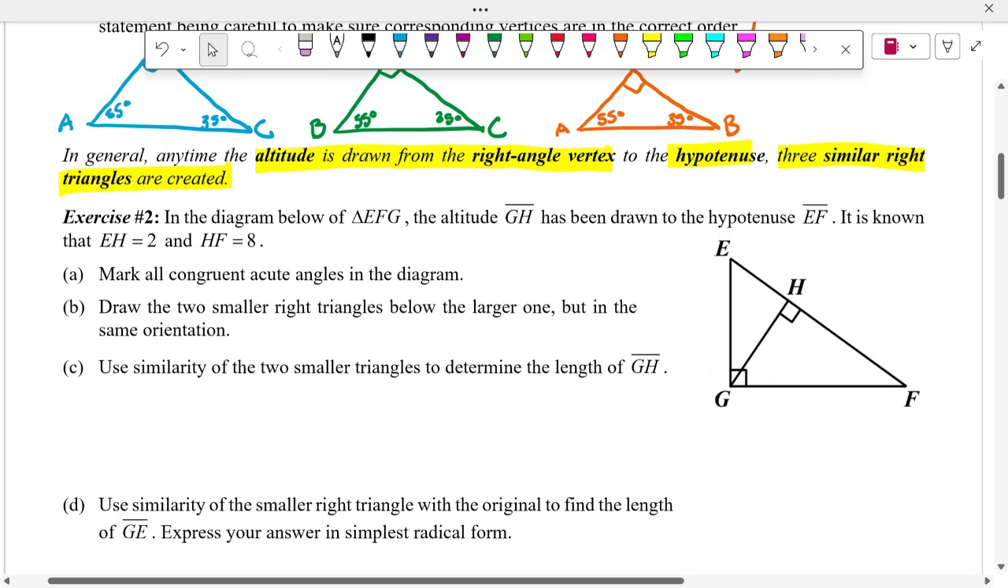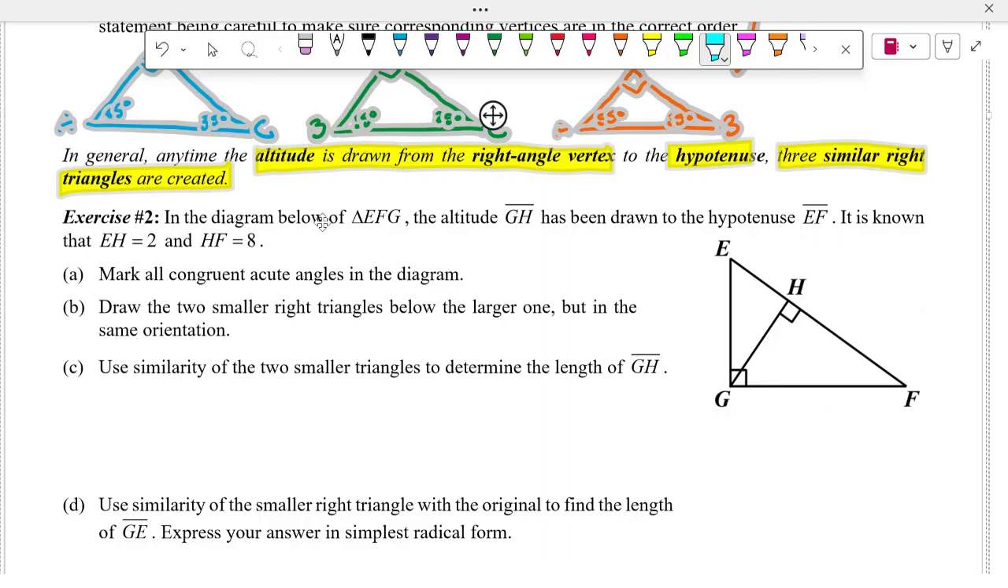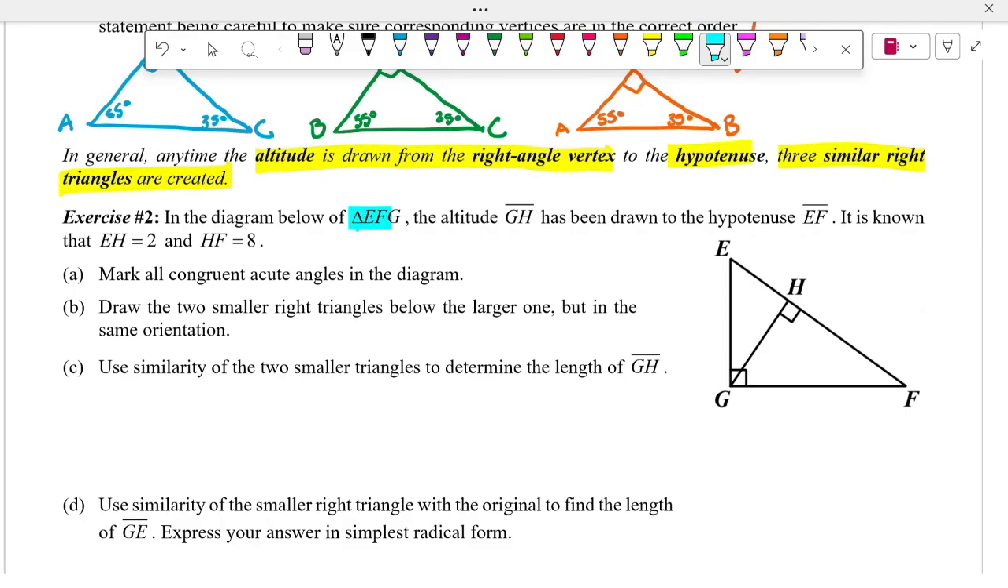So, in the diagram below, we have triangle EFG, so that's our original, with an altitude of GH drawn to the hypotenuse EF, and it is known that EH is 2, HF is 8. So I'm going to go ahead and mark what we know. EH is 2, HF is 8, and that's all we know.